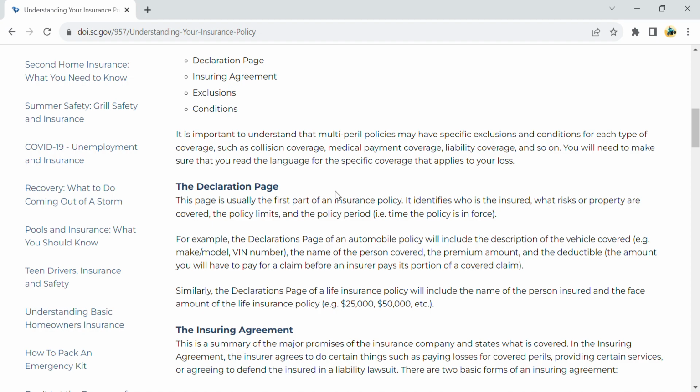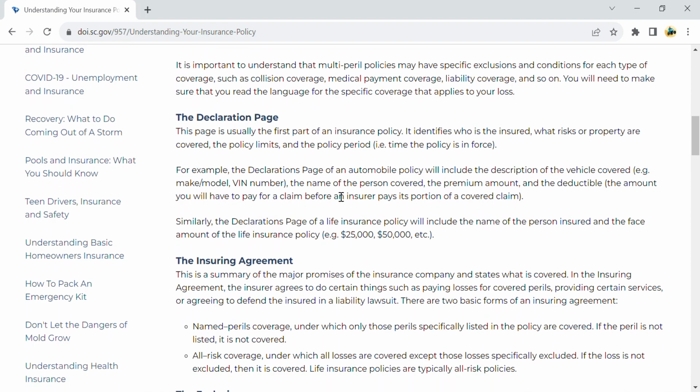The declaration page. What is the declaration page? This page is usually the first part of an insurance policy that defines who is the insured, what risks or property are covered, the policy limits, and the policy period, that is, the time the policy is in force. For example, the declarations page of an automobile policy will include the description of the vehicle covered, for example, make or model, VIN number, the name of the person covered, the premium amount, and the deductible, the amount you will have to pay for the claim before an insurer pays its portion of a covered claim.